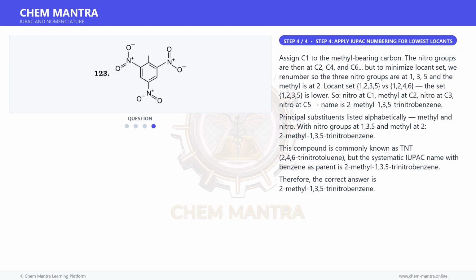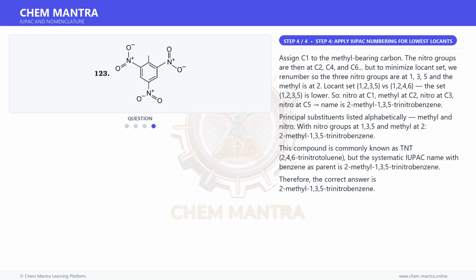is at 2. Locant set 1, 2, 3, 5 versus 1, 2, 4, 6. The set 1, 2, 3, 5 is lower. So, nitro at C1, methyl at C2, nitro at C3, nitro at C5. The name is 2-methyl-1,3,5-trinitrobenzene. Substituents are listed alphabetically, methyl and nitro. With nitro groups at 1, 3, 5 and methyl at 2, 2-methyl-1,3,5-trinitrobenzene.